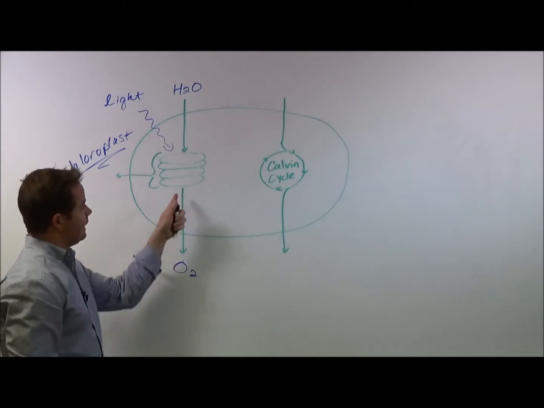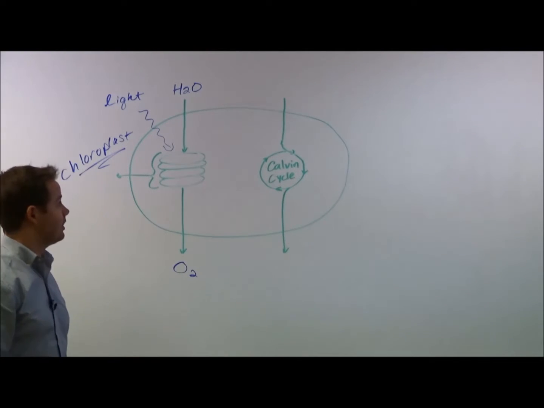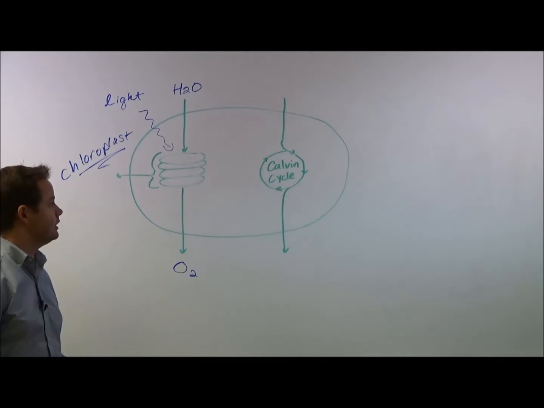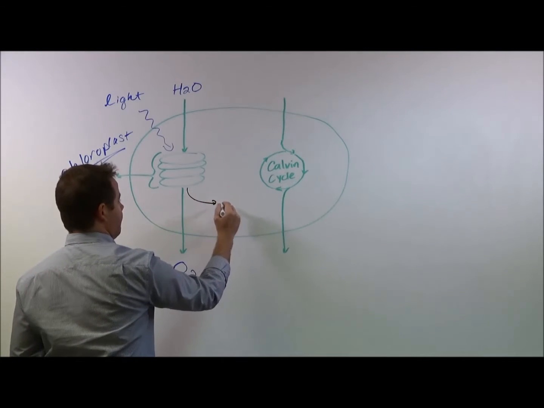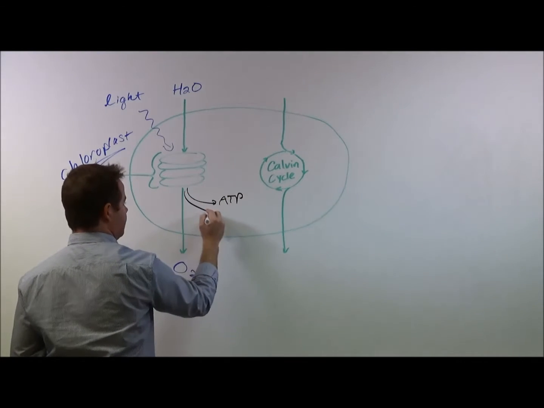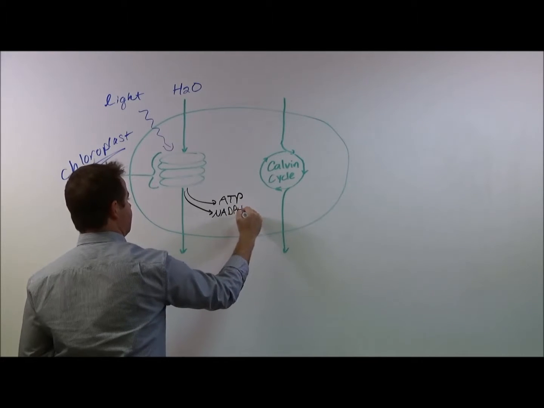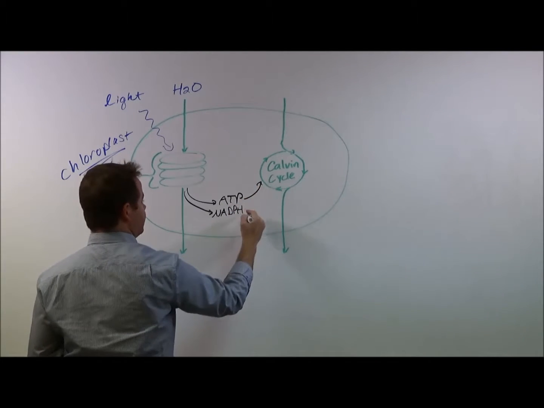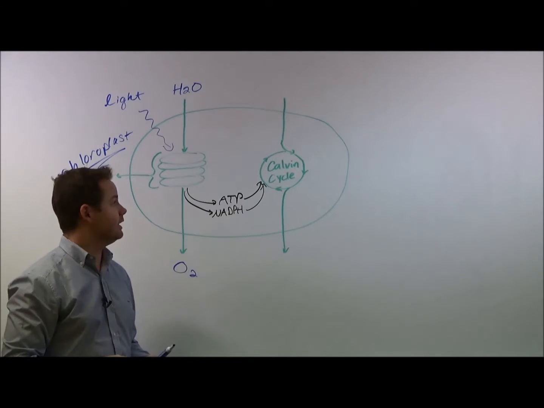But we're also going to get out of this process, which takes place in this stacked structure here, and this is known as the thylakoid sacs, this stacked structure here. What we're going to get out of it will be some ATP and some NADPH, both of which will get consumed in the Calvin cycle.